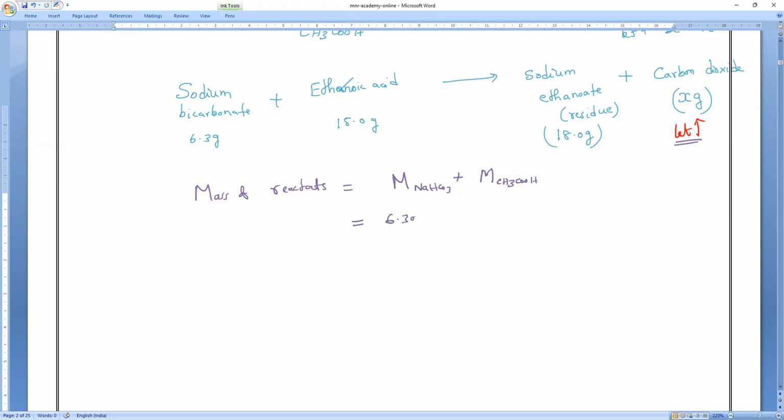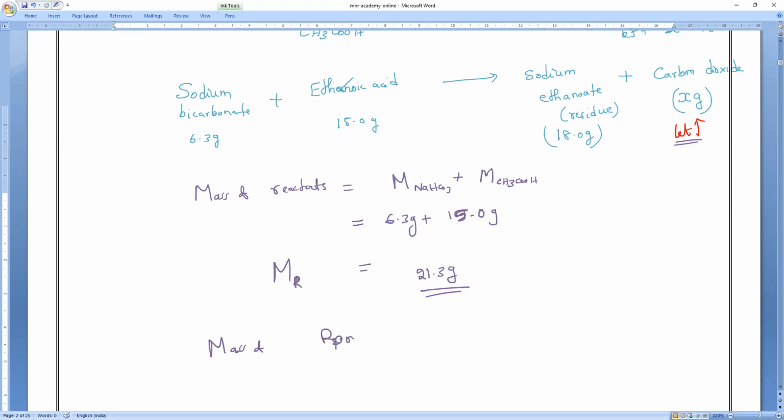So 6.3 grams plus 15 grams, which is equal to how much, guys? Both give 21.3 grams. 21.3 grams. Kavya, are you there? This is the mass of reactants.